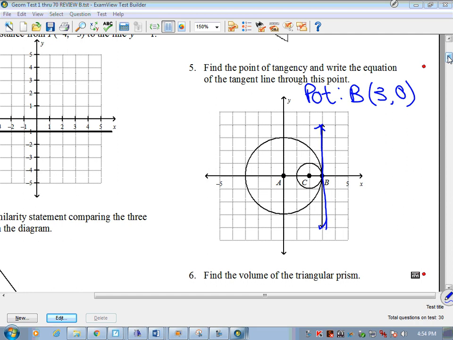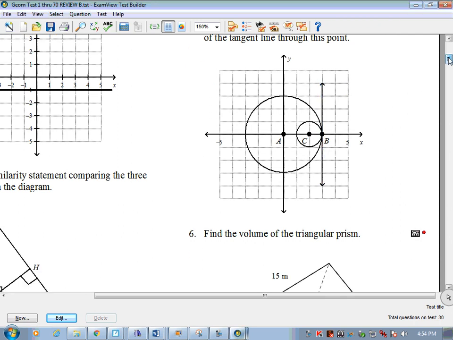All right, well, notice that it's a vertical line, and vertical lines are denoted by x equals. So then we're going to find the x coordinate. X equals 3. X equals 3 is our equation of our tangent line. You want to write that out, but I'm going to just keep it short like that. So point of tangency is point B, coordinate 3, 0, and the equation of the line is x equals 3 for our equation of tangent line.